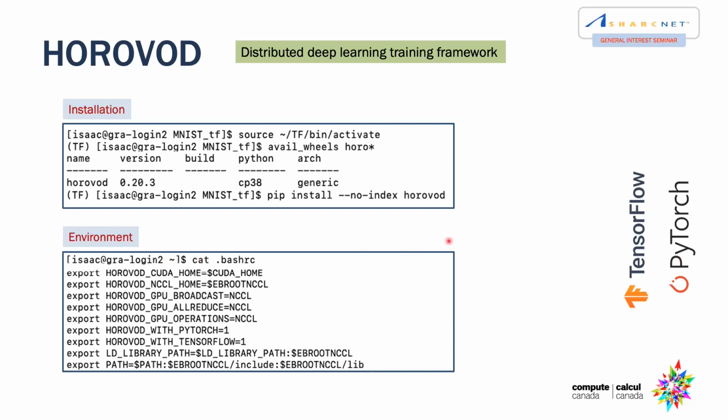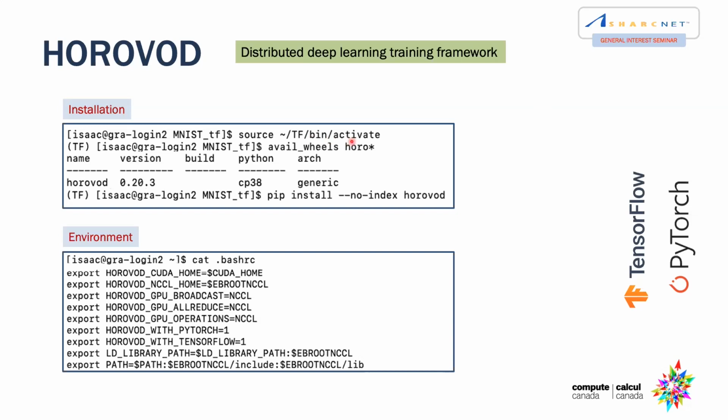HOROVOD is pretty much like an MPI library. You use HOROVOD to initiate multiple processes, and then you make some communication between the ranks. Between ranks means between cores, between GPU cores, or CPU cores. And HOROVOD is multi-platform, multi-framework. HOROVOD works well with TensorFlow and PyTorch. I'm going to show you how to do both of them. But here is the installation.